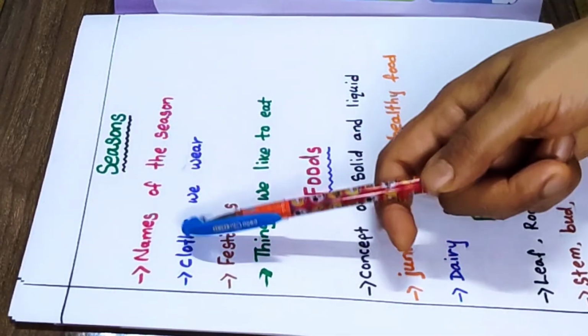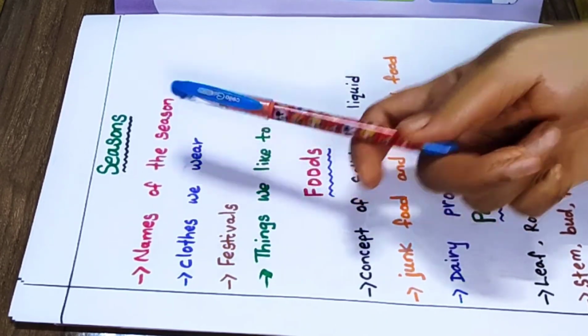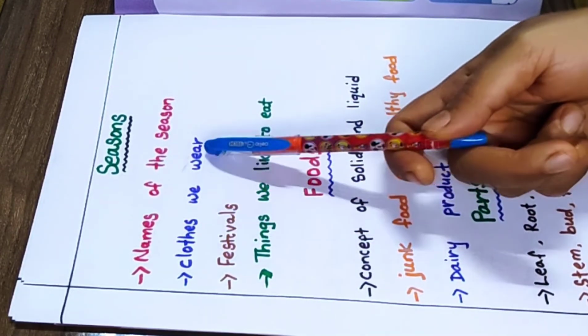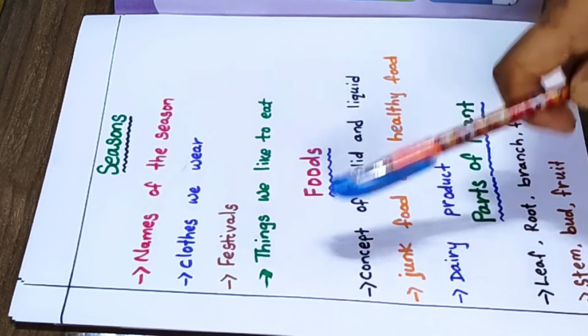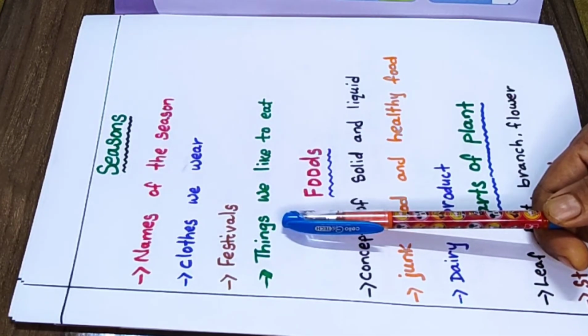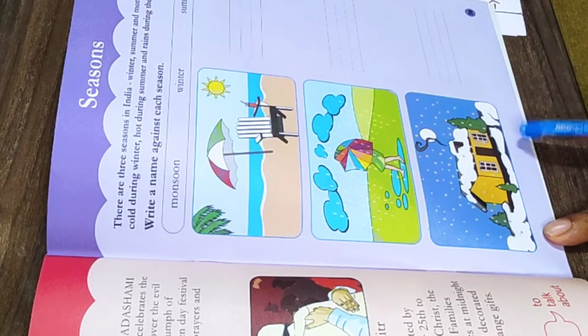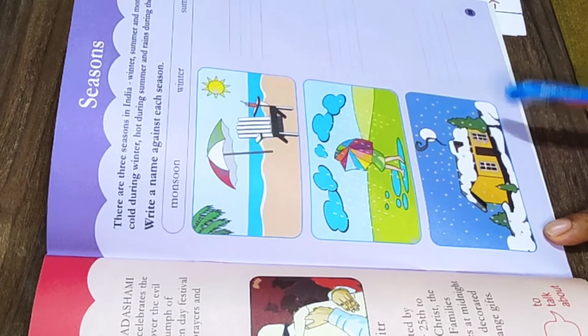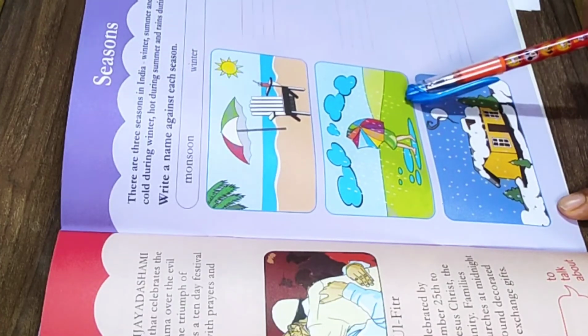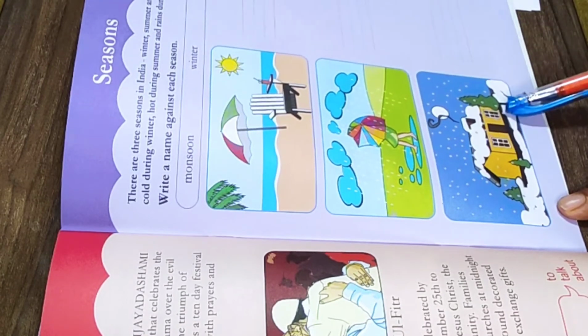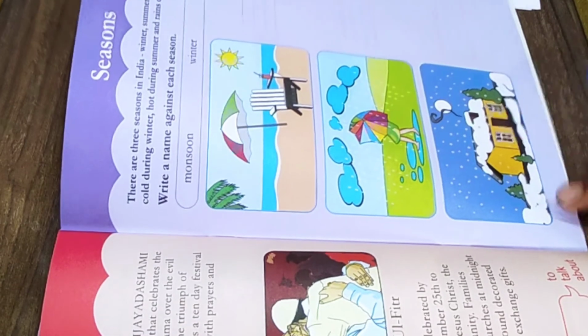In seasons, the child should know the names of the 3 seasons, clothes that we wear in different seasons, festivals that are celebrated in different seasons, things we like to eat in particular seasons. In this worksheet, the child needs to identify which season each picture belongs to. Like this picture belongs to summer, this picture belongs to monsoon and this picture belongs to winter.